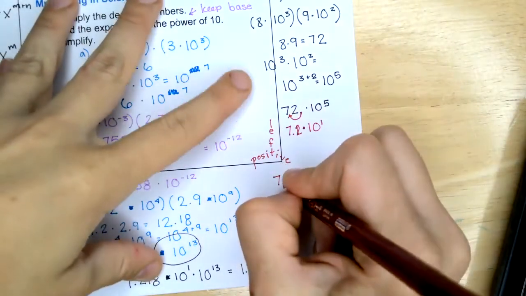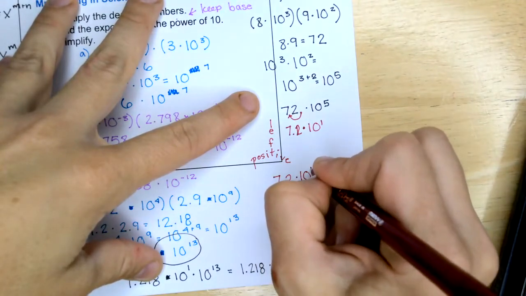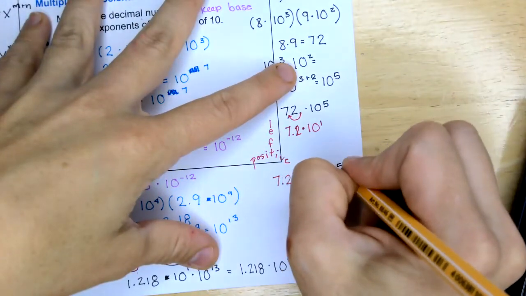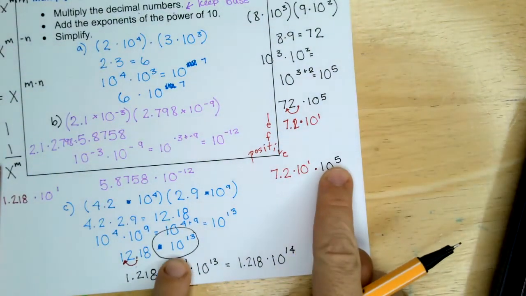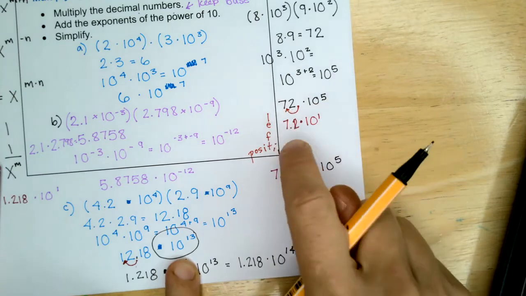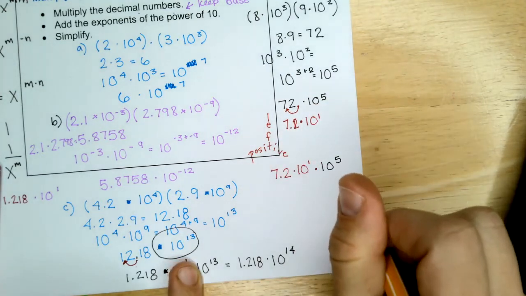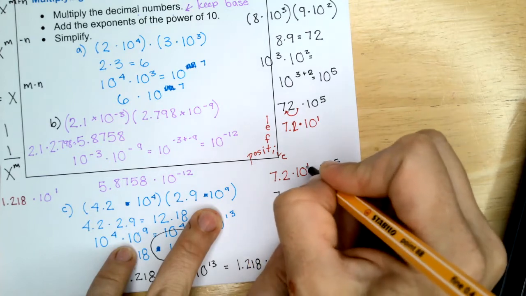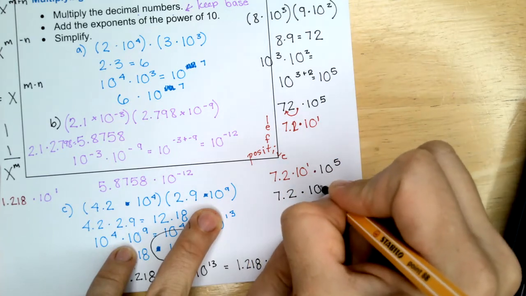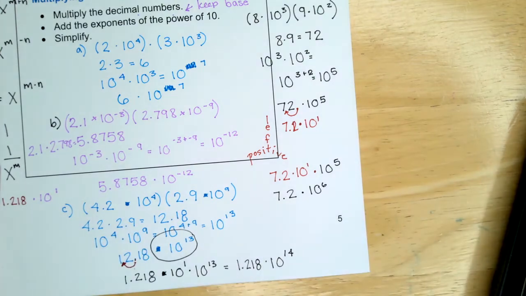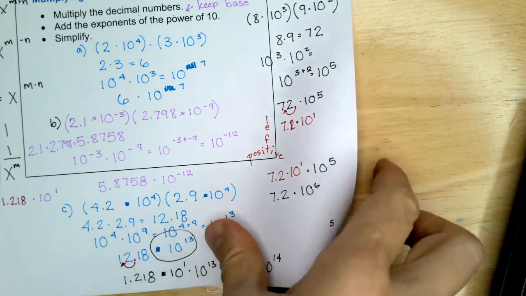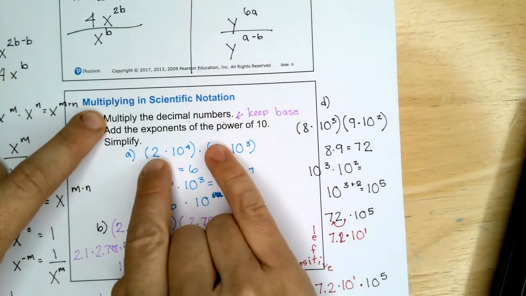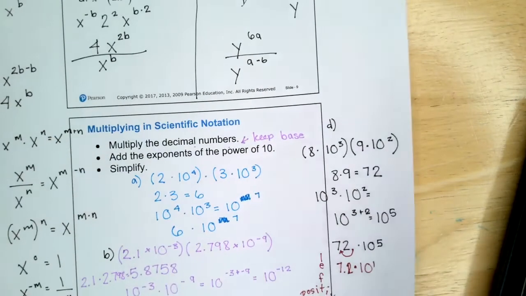So now that's 7.2 times 10 to the power of 1 times that original 10 to the 5th, just like we did here. We brought that back after we changed this to scientific notation. So 7.2 stays the same. 10 to the 1st times 10 to the 5th is just 10 to the 6th. Final answer. Good. All right, so just like multiplying in scientific notation meant multiply these terms, add the exponents.